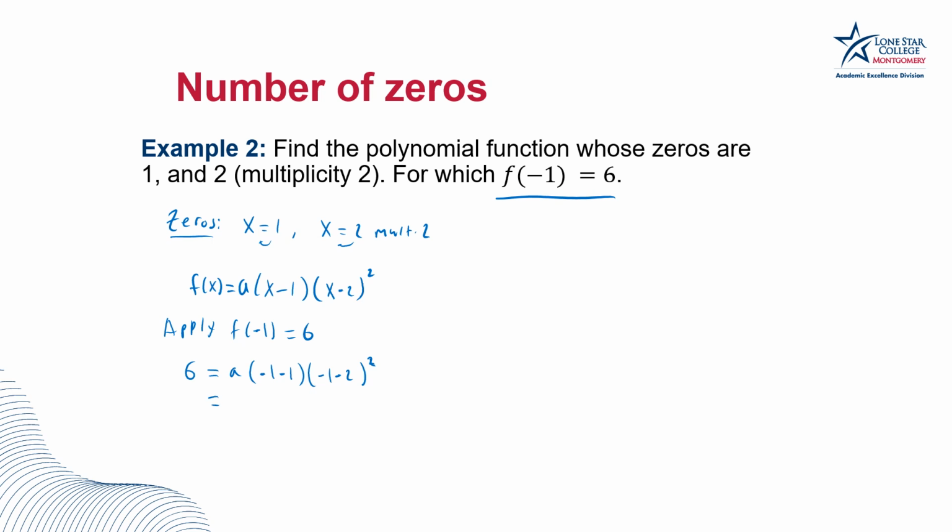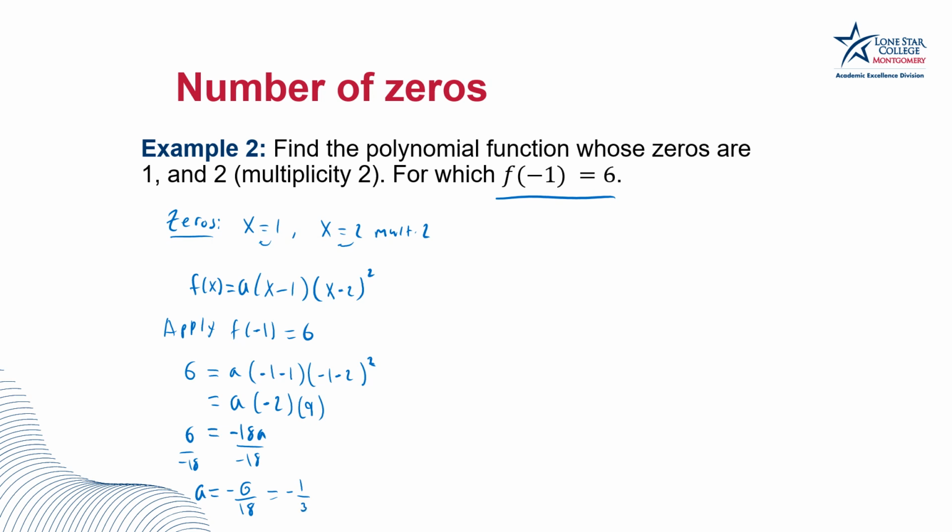Okay, so if we evaluate the right side, on the first parentheses, negative 1 minus 1 gives us negative 2. And then negative 1 minus 2 is negative 3, but we're squaring that, so that should give us a positive 9. Now if we multiply, negative 2 times 9 gives us negative 18, so we can write this as negative 18a is equal to 6. To solve for a, we divide both sides by negative 18. So a is equal to negative 6 over 18, but that can actually be reduced, because if we divide by 6 top and bottom, it gives us negative 1 over 3.